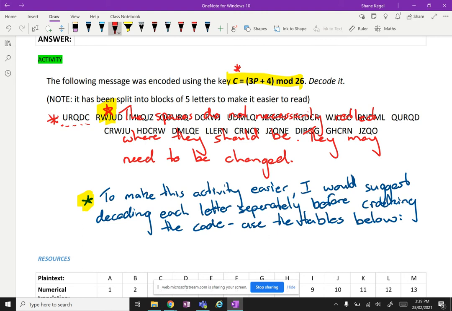And another key thing to note is that all these words have been put into blocks of 5 letters. Okay, that doesn't necessarily reflect where the spaces should be. So what you'll probably have to do is put every letter together and then figure out where the spaces should be, or where the words are. Okay, it'll be pretty obvious once you've decrypted it where the spaces should be.